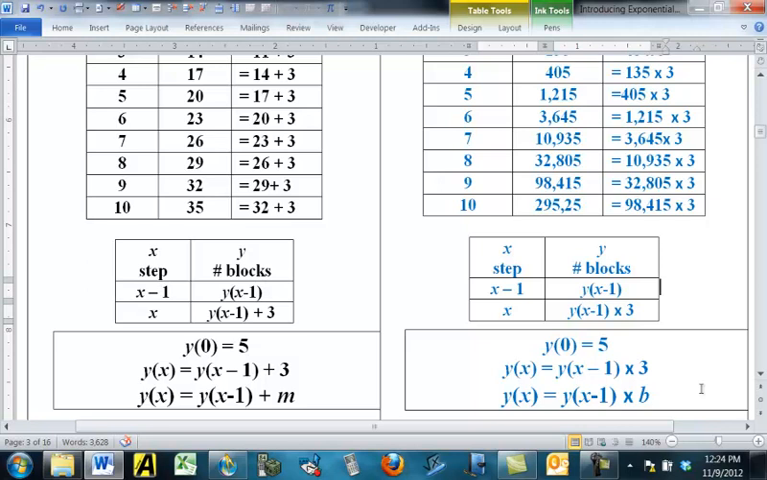So in general, let's do the linear first. The recursion relation for a linear or arithmetic sequence is y of x equals y of x minus 1 plus m, where m is this constant amount we're adding each time. The recursion relation for an exponential or geometric sequence is y of x equals y of x minus 1 times b, whatever b is.